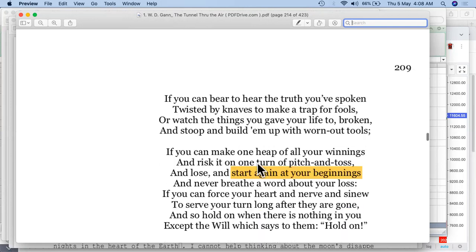If you can make one heap of all your winnings and risk it on one turn of pitch-and-toss, and lose, and start again at your beginnings and never breathe a word about your loss. If you can force your heart and nerve and sinew to serve your turn long after they are gone, and so hold on when there is nothing in you except the will which says to them, hold on.